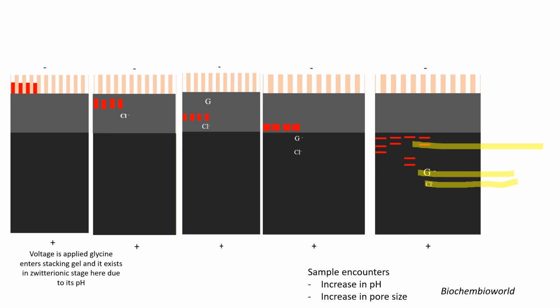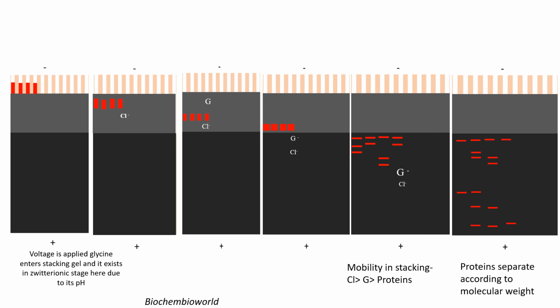The increase in acrylamide concentration in the resolving gel helps, I can say it resolves, this protein mixture according to the molecular weight, and as a result my mixture, which I wish to resolve using polyacrylamide gel electrophoresis with a discontinuous gel system, gets resolved into discrete bands according to their molecular weight.